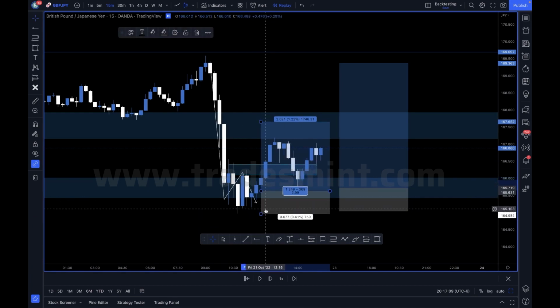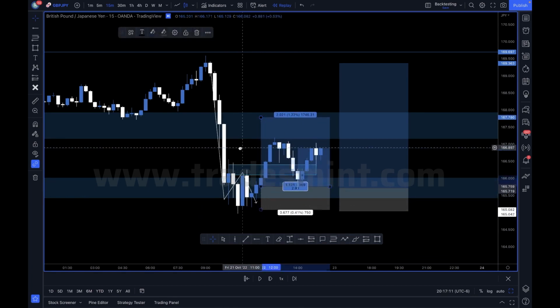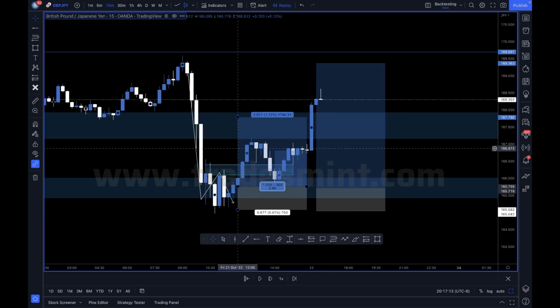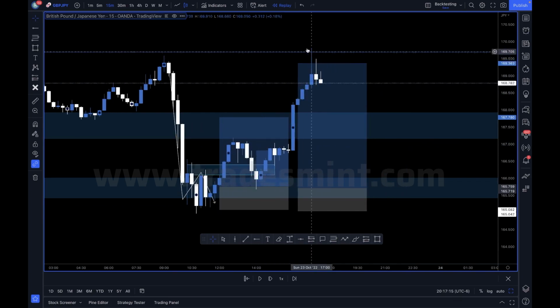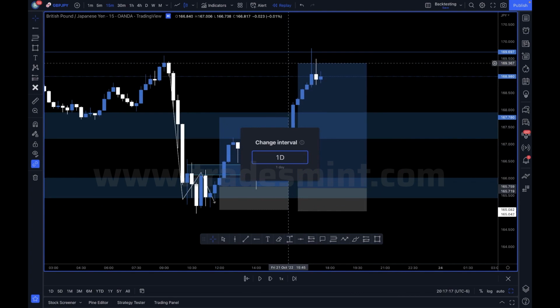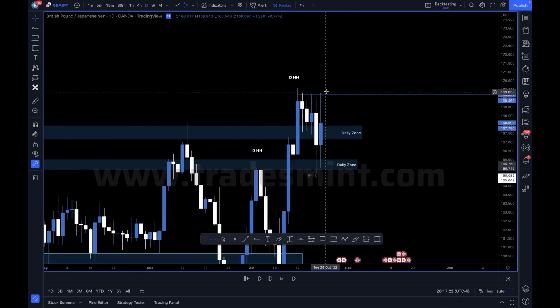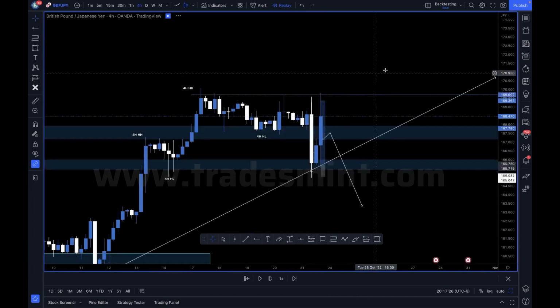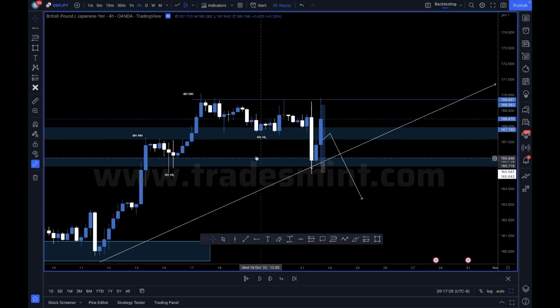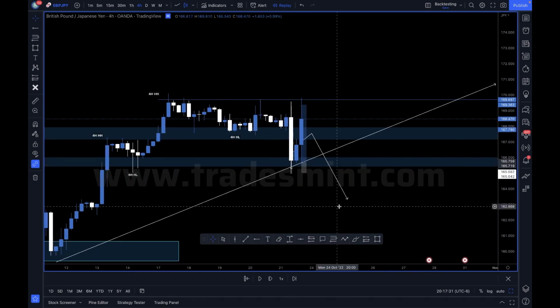Price comes here, you enter, put your stop loss here if you want to be safe. This is a safe stop loss. You have your 1 to 3, and that's your entry. So price goes all the way back up to this target. Why? That was our daily higher high, what we were looking for. So whatever happens after that, you don't have to worry. It hit your target, you're out.